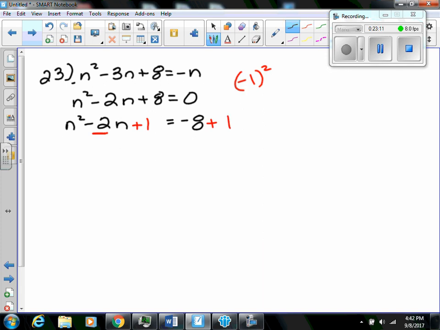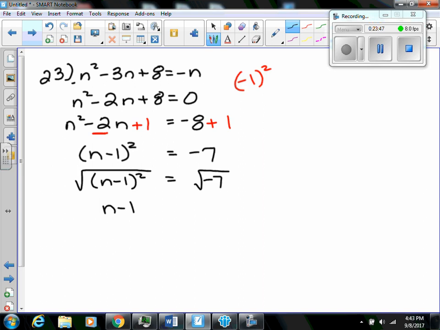Now, once you add the positive 1 to both sides, you've created what's called a perfect square trinomial on the left side of your equation. That perfect square trinomial will factor to be (n minus 1) squared, and that's going to equal negative 7. Now that my squared part is by itself, I can take the square root of both sides of the equation. So the square root of (n minus 1) squared equals the square root of negative 7.